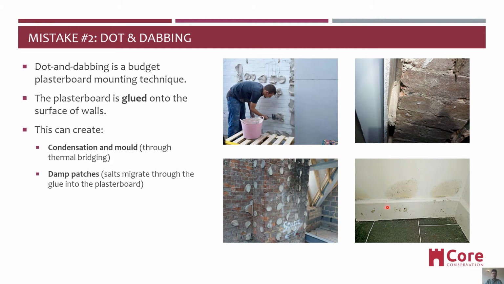First of all, condensation and mold. The glue acts as a conductive barrier. The cold from outside migrates through the glue and it can create condensation and mold. Also, it can create damp patches because from the underlying salty old substrate, the salts can migrate through into the plasterboard and absorbing humidity from the air, it can result in damp patches on the walls.